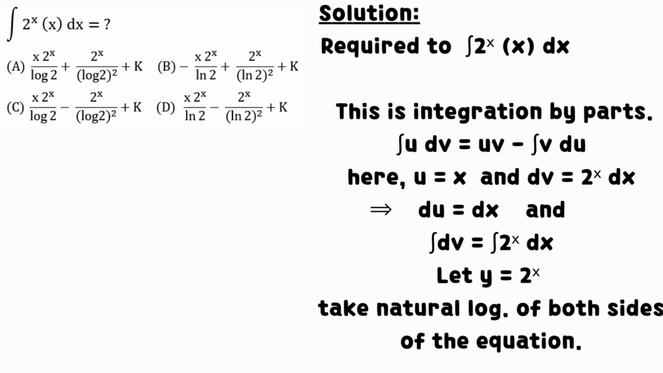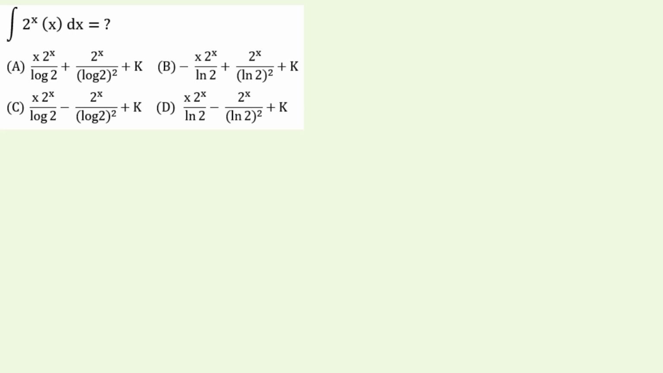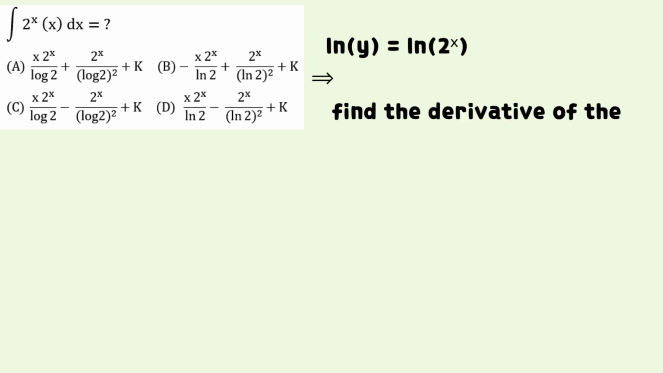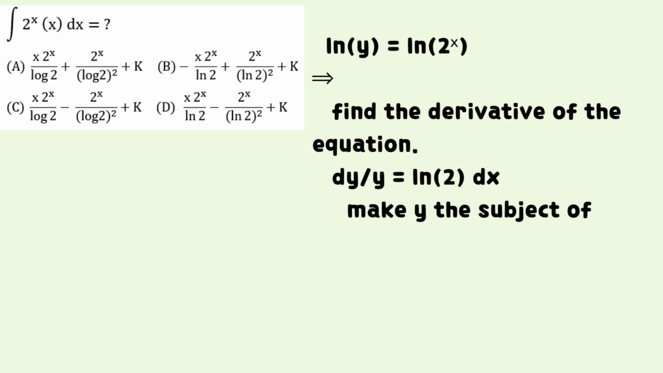This implies that du equals dx and integral dv equals integral 2 to the power of x dx. Let y equals 2 to the power of x. Take natural logarithm of both sides of the equation. Ln y equals ln 2 to the power of x.